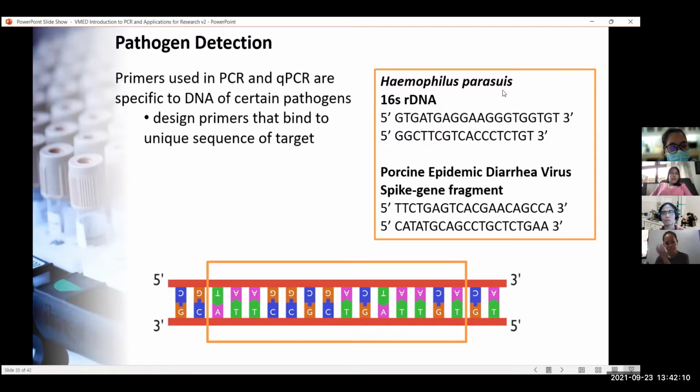So for example, this is a sequence from Haemophilus parasuis 16S rDNA. It's different from the sequence of PED, the spike gene. So what you need to do is design a primer specific to this sequence, so that after you add it to your PCR reaction, you will only detect PED. Or if you want to detect Haemophilus or Staphylococcus or Streptococcus, you find the sequence, you create a primer, then afterwards you will be able to use that primer in a PCR reaction. Right?